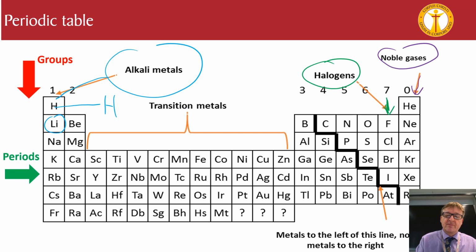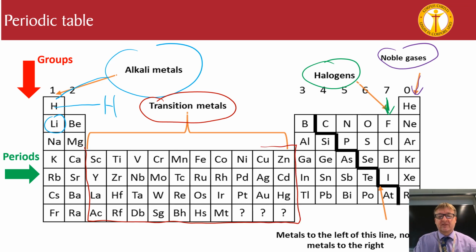The final one that you might need to know about, but it's unusual, is the transition metals. This is this big group in the middle of metals like cobalt, nickel, copper, zinc, platinum, etc. Other information: groups go down, periods, which is where the name periodic table comes from, go across.